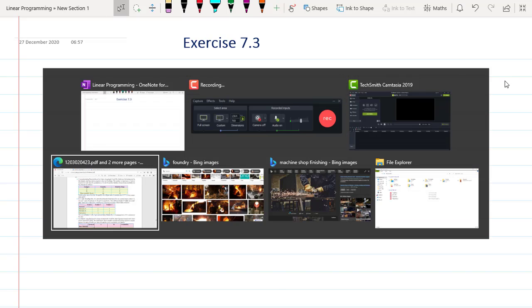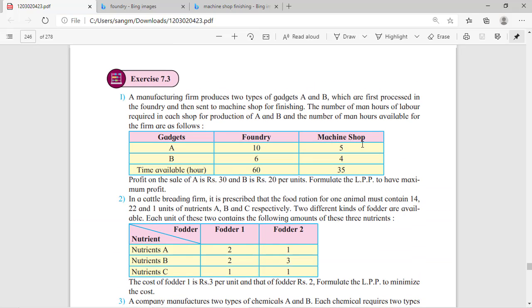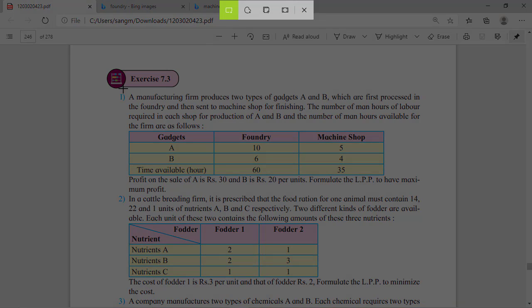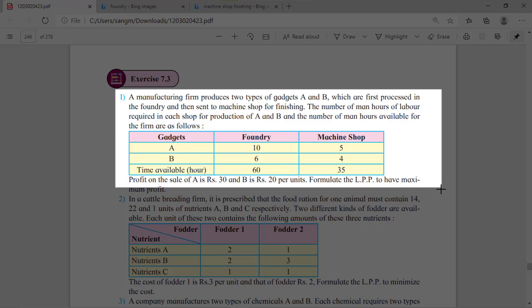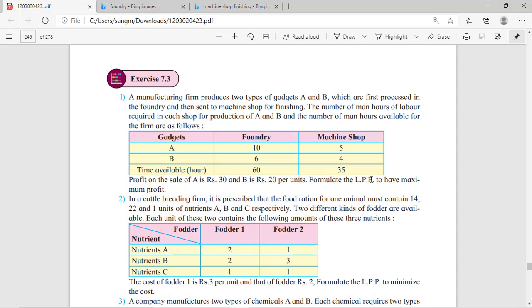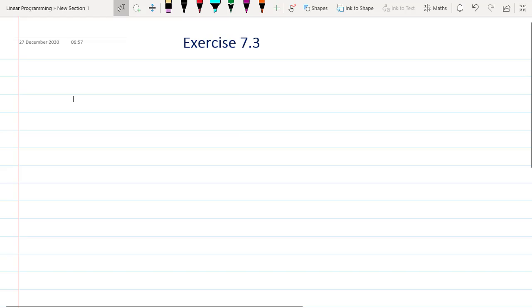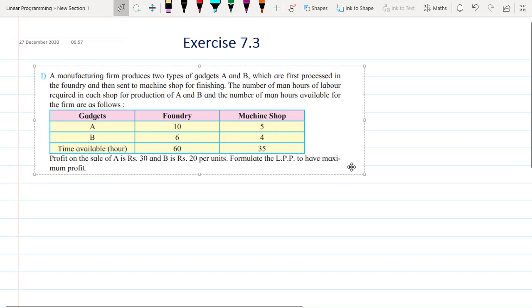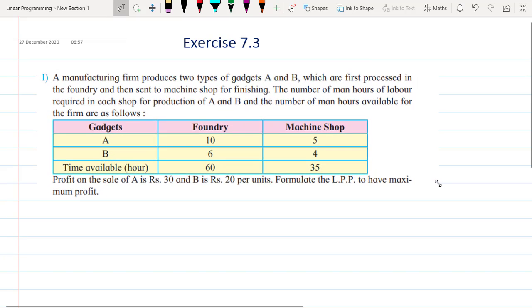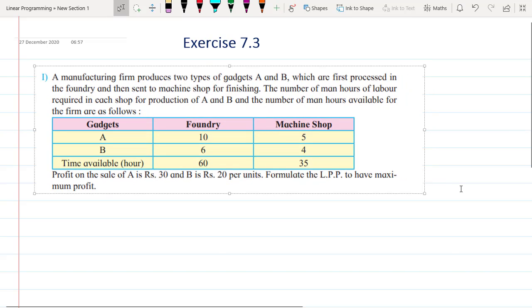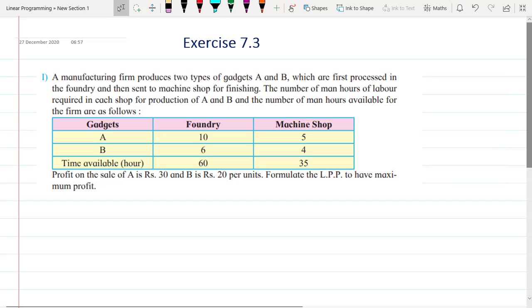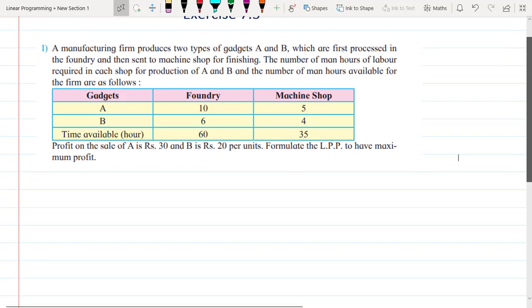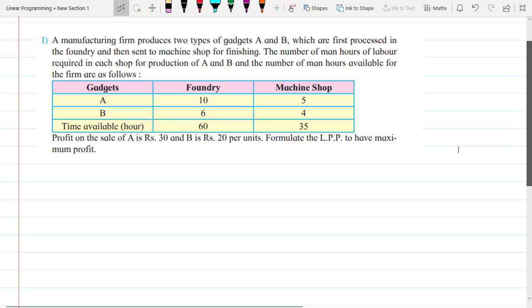As usual, we take the questions from our exercise. The first question is, we have to formulate the LPP. I hope you all have gone through the last video, where I have given you in detail the real-time application of the linear programming problem. If you have not seen that video, please go through it, because all the basic concepts we require are from that video. So let's see what this first question is saying.